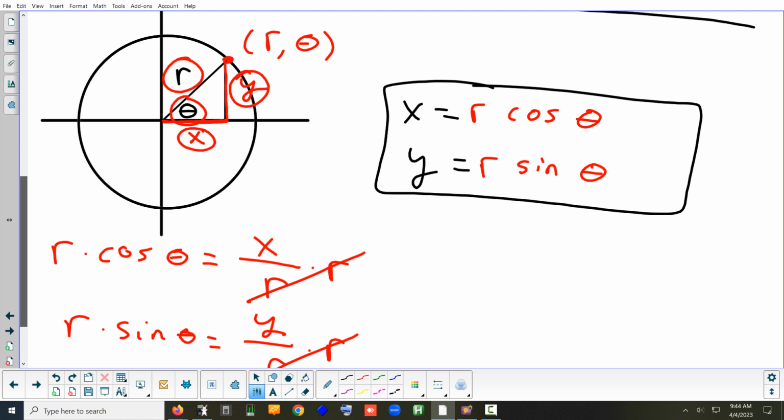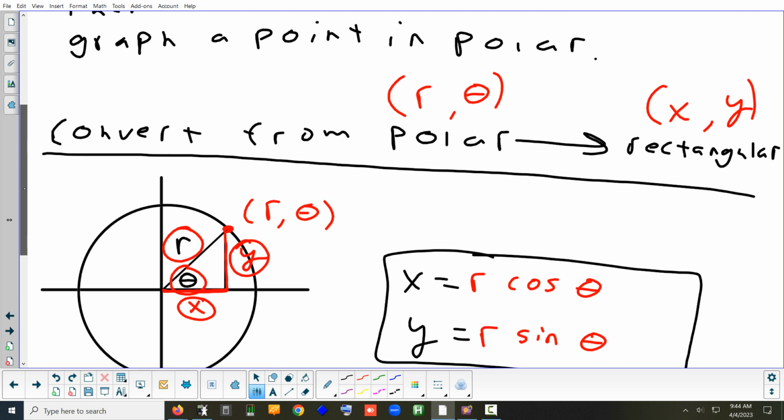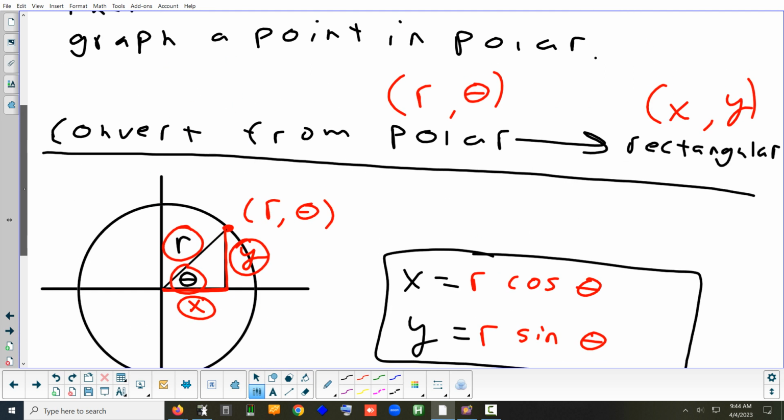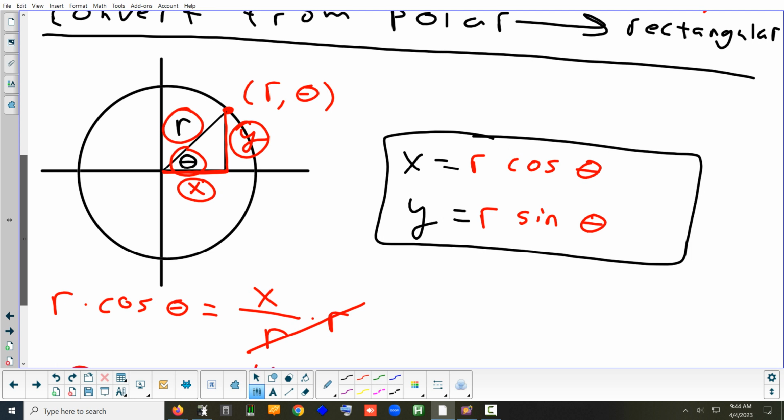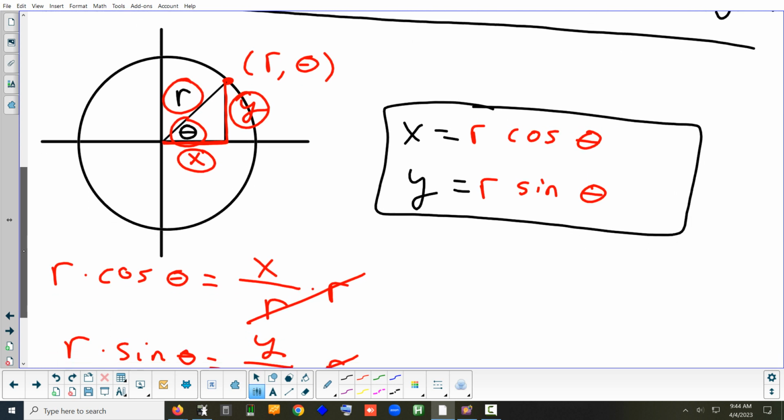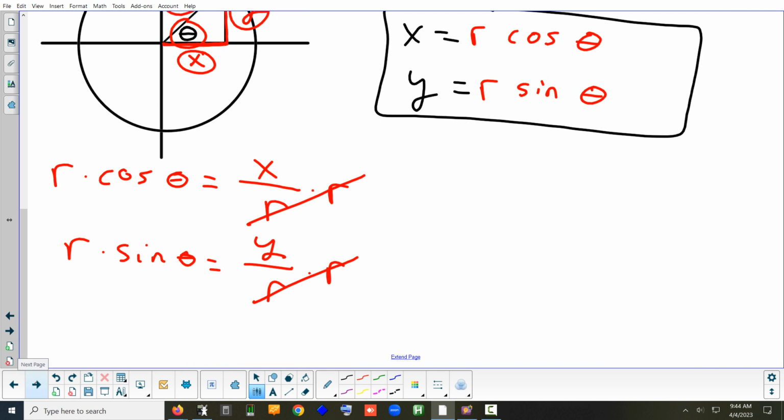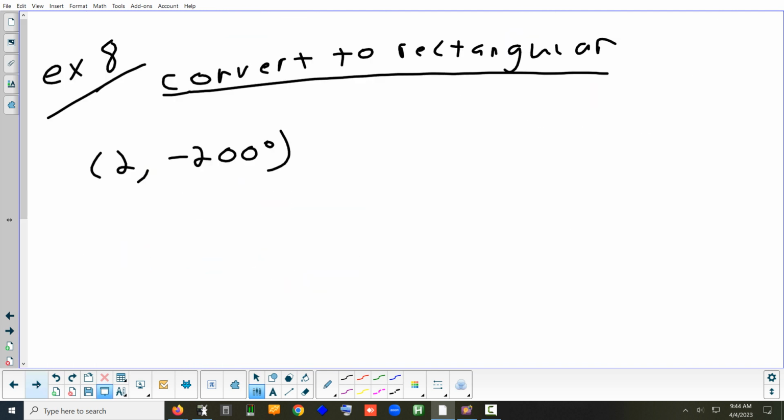So those are the two formulas that you use to convert from polar to rectangular: r cosine theta and r sine theta. Just fill in the r and fill in the theta. Let's try one: 2, negative 200 degrees.